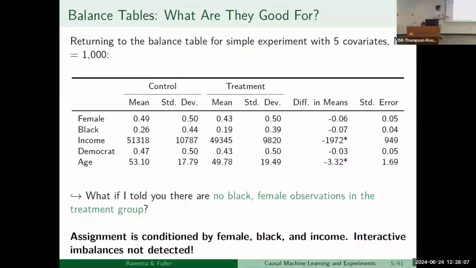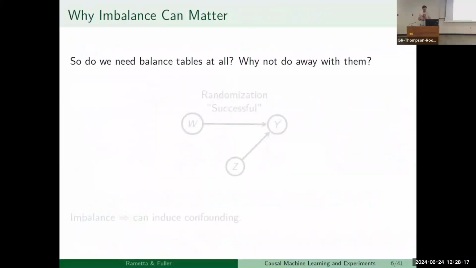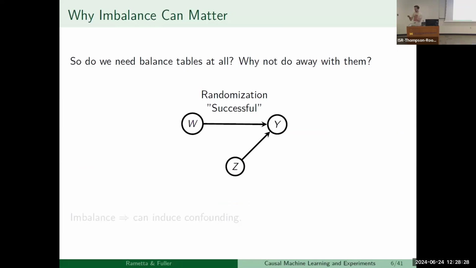So, in this little example, assignment's conditioned by female, black, and income. And if you were to multiple test correct the p-values there, those stars would wash away. So everything would look fine. Okay. So the balance table is not super great. So why don't we just do what Mutz et al. say and just get rid of them? Okay. So let me give you some intuition for why we're going to argue that you still want to do something here, not a balance table, but something.